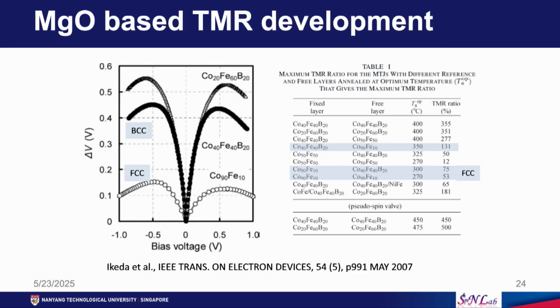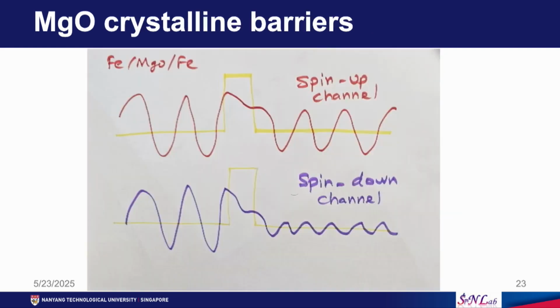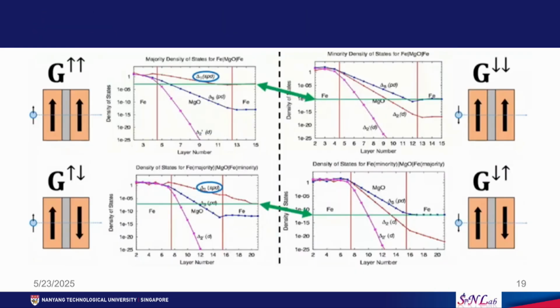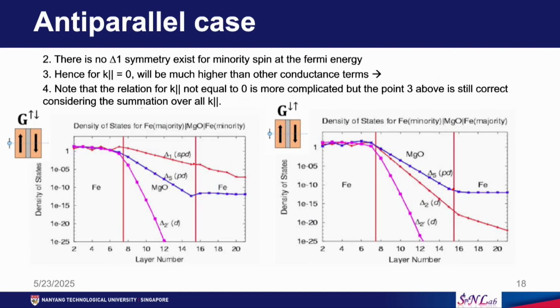Sir, what's K parallel equal to 0? What is 0? K parallel, the third one. K parallel is equal to 0. Actually, I do not remember this one, that is why I skipped this slide.